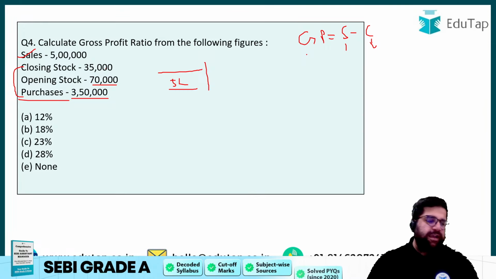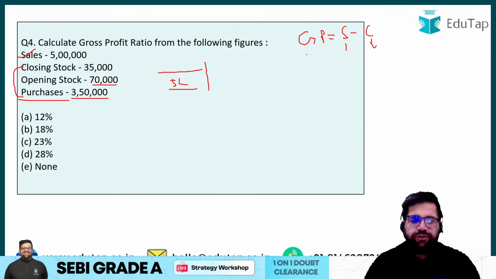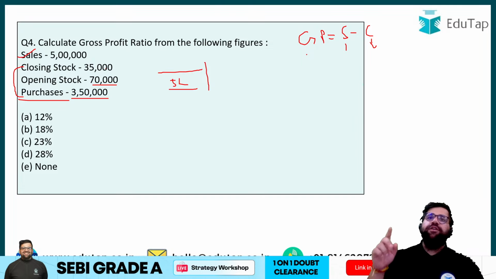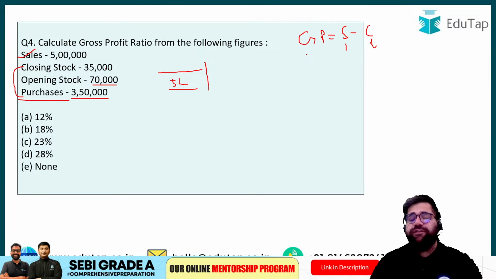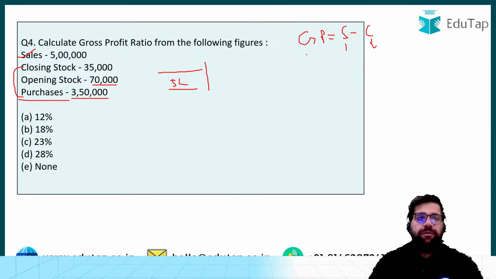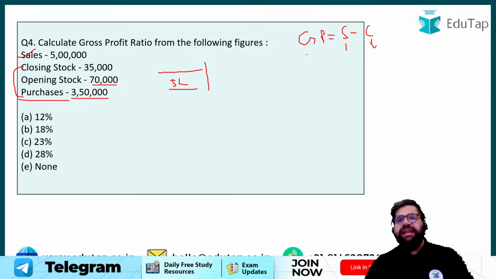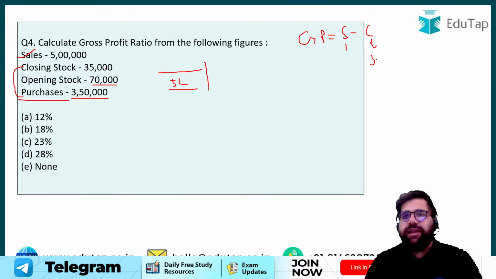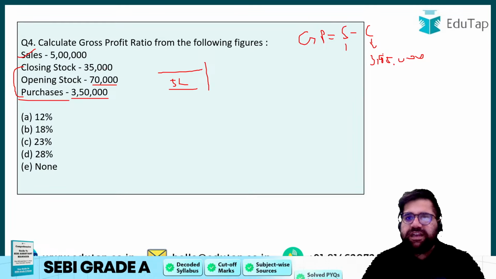Let me do the calculation also so that we are all connected and all able to solve the question. First, you have to calculate gross profit, but to calculate gross profit you need COGS. So the overall formula of COGS is opening stock plus purchases, 3,50,000 plus 70,000, which will be 420, minus 35,000, which will give you 385. So my COGS is coming as 3,85,000. You can also use a calculator because SEBI allows a calculator, but use it to a very minimal extent.